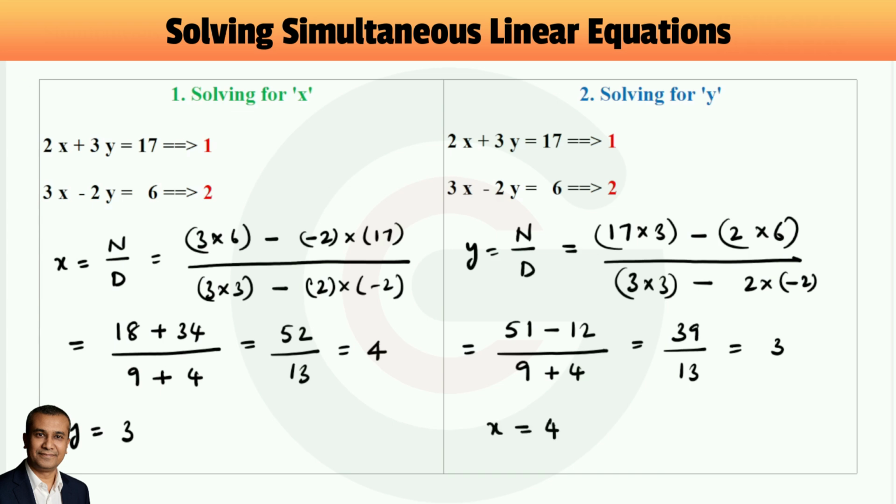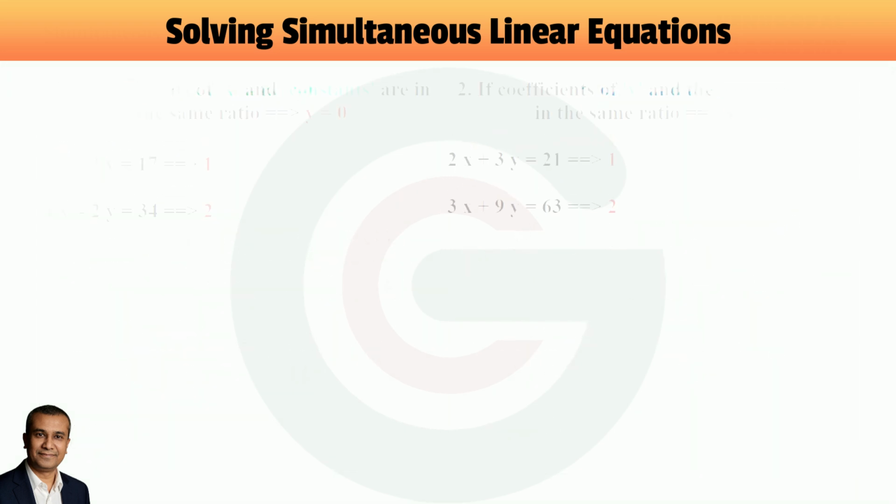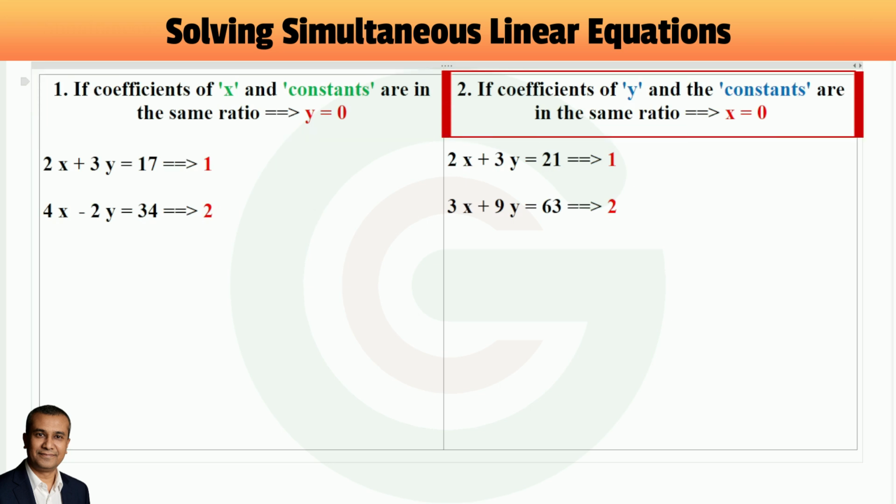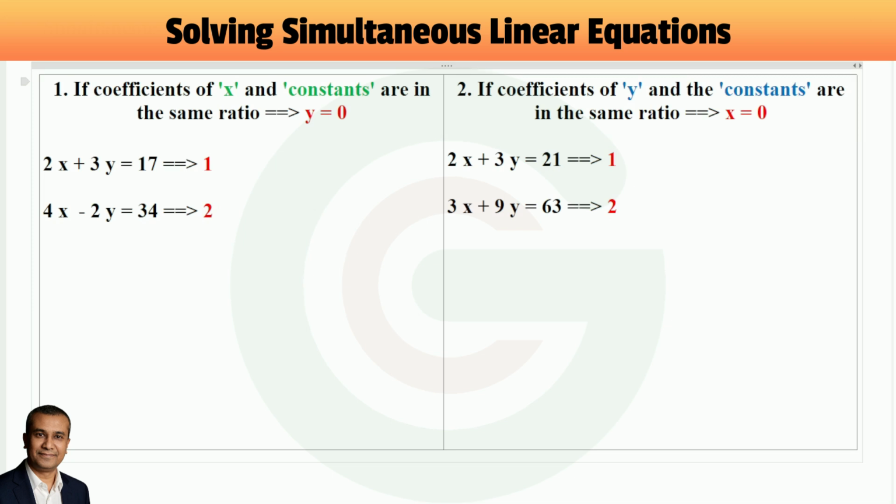Solving the simultaneous equations by this method using this simple trick reduces the time, and we can solve it quickly compared to substitution method or elimination method. There is one special case with regard to simultaneous equations, that is, if the coefficients of x and constants are in the same ratio, then y will be equal to 0, and if coefficients of y and the constants are in the same ratio, then x will be equal to 0.